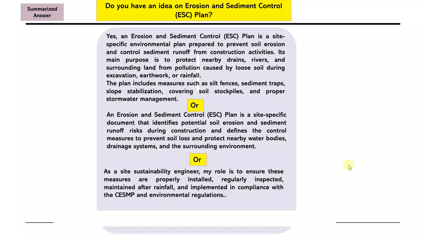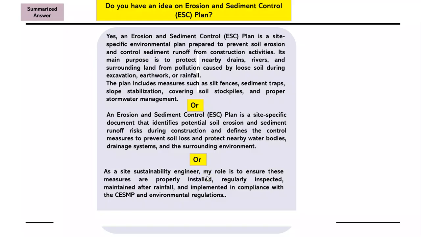Now, the second way is: an erosion and sediment control ESC plan is a site-specific document that identifies potential soil erosion and sediment runoff risks during construction and defines the control measures to prevent soil loss and protect nearby water bodies, drainage systems, and the surrounding environment. Here we have the last type of how you have to answer.